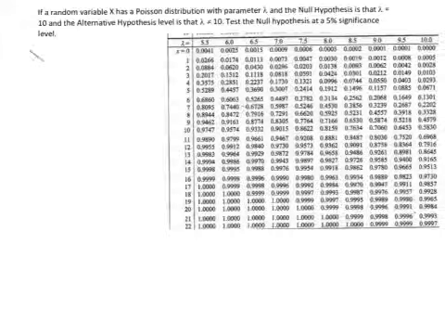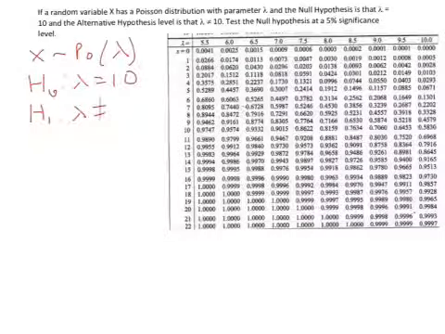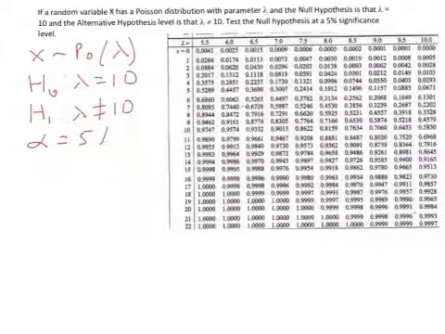We say that x belongs to the Poisson distribution, parameter lambda. The null hypothesis is that lambda equals 10, and the alternative hypothesis is that lambda is not 10. And the significance level, we can see, is 5%. So we don't know whether lambda is bigger than 10 or smaller than 10, we're just exploring the alternative hypothesis that it's not equal to 10.